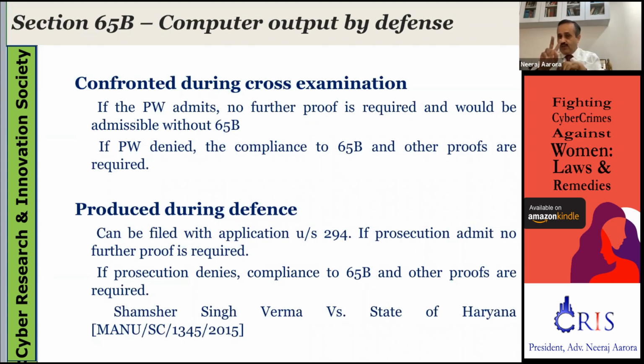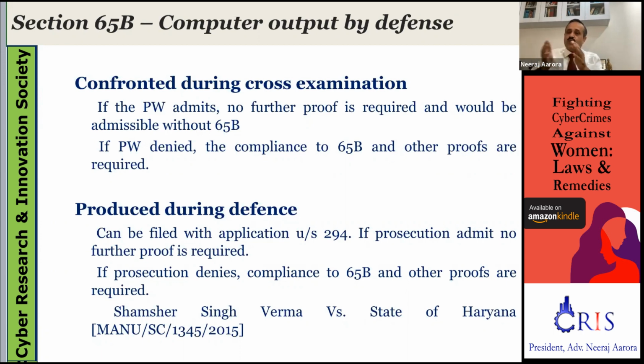We have to look at it from two perspectives. Number one, if the witness admits, then no certificate under section 65B is required and no authenticity is required to be proved. But if the witness denies, the burden would be on us to prove the authenticity and also to comply with the certificate under section 65B.